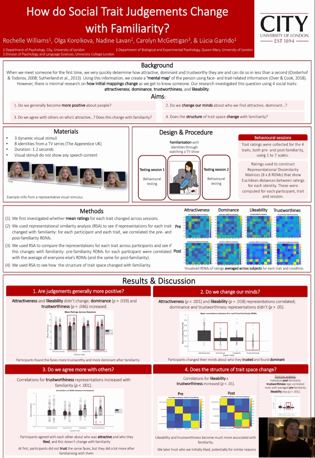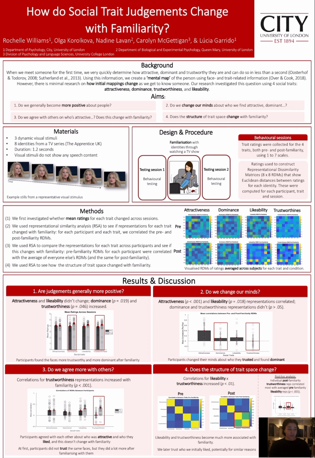For the second analysis, we found that people only really changed their minds, again, on who they found dominant and trustworthy, but people still liked who they initially liked and found the same people attractive as they did at first. Again, this was expected for attractiveness, but we expected people to change their minds about who they liked and didn't like.